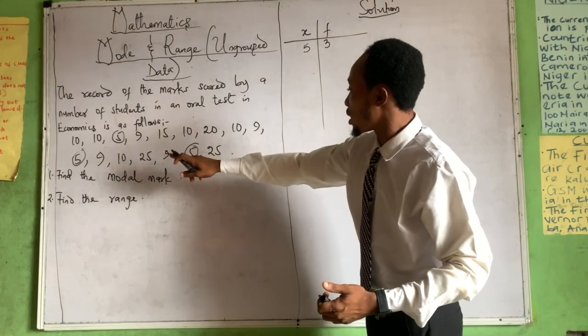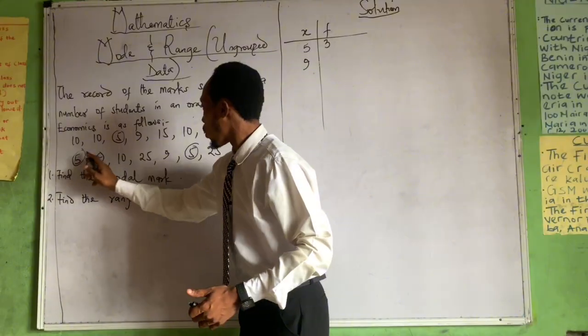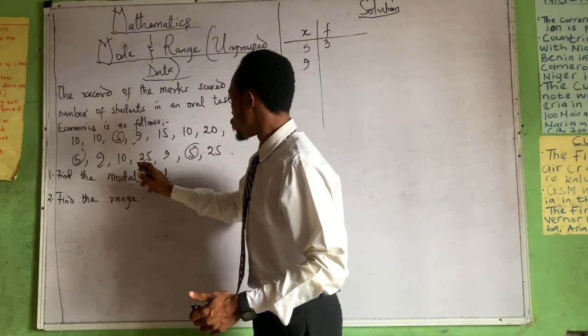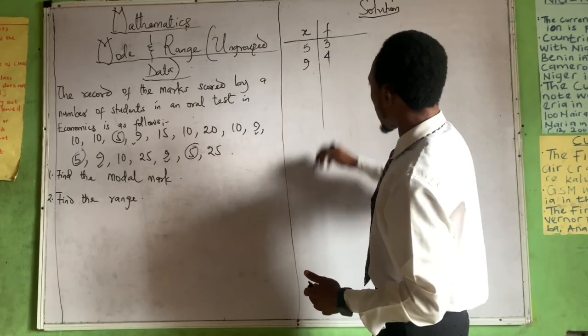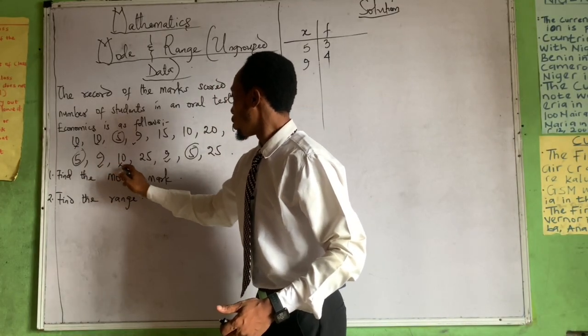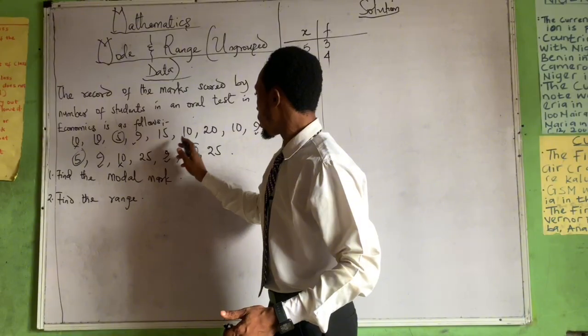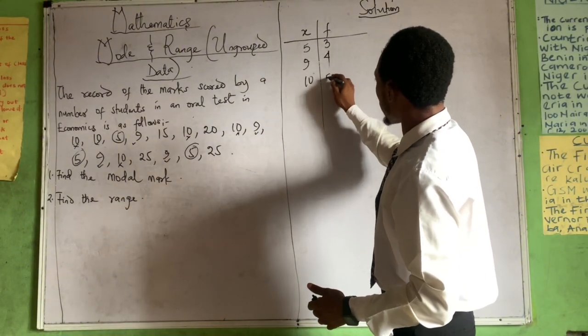The next one there is 9. How many times does 9 occur? We have 1, 2, 3, and 4. So 9 occurs 4 times. Then how many times does 10 occur? 1, 2, 3, 4, 5. So 10 occurs 5 times.